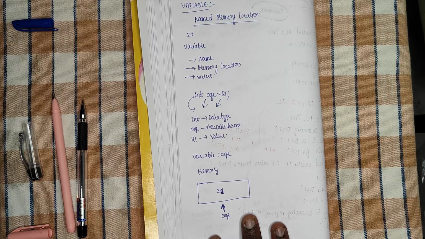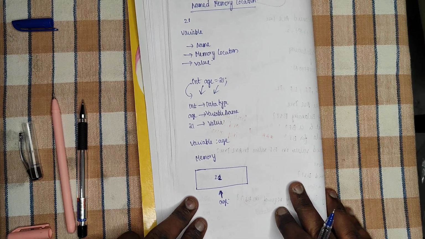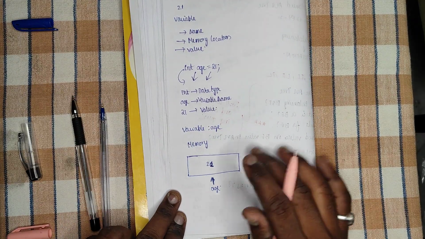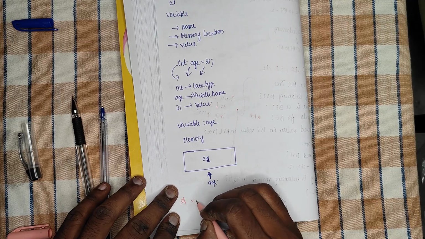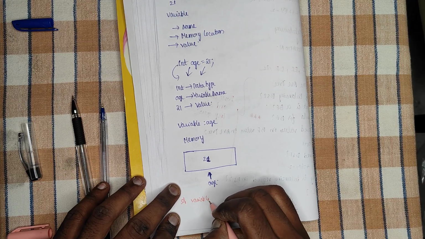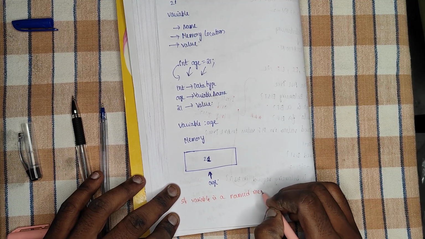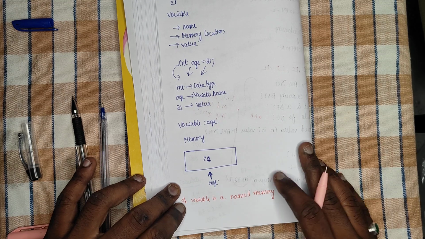For exam purposes, remember: a variable is a named memory location used to store data. Very important definition. I'm saying this three times. A variable is a named memory location used to store data.